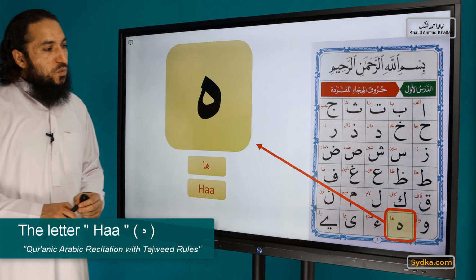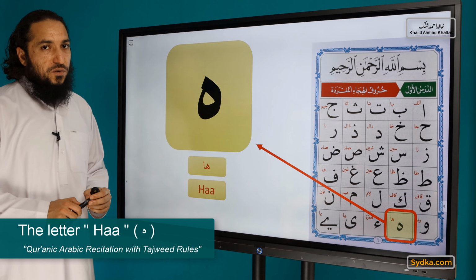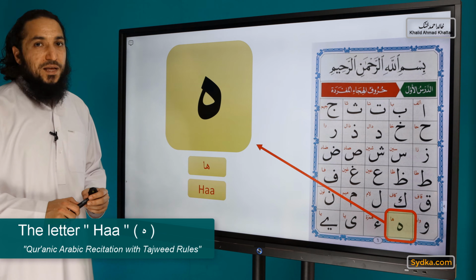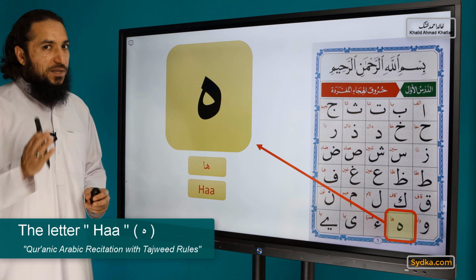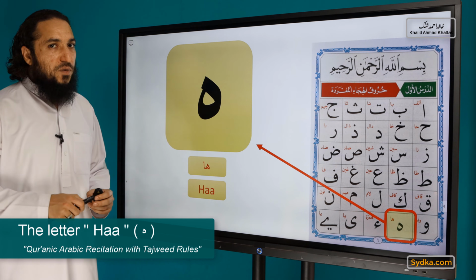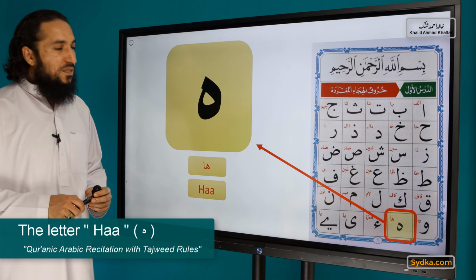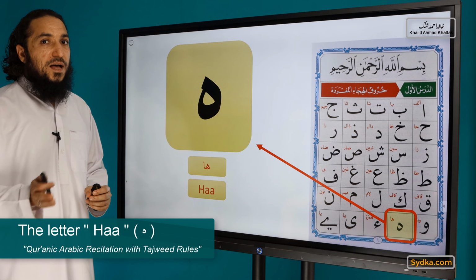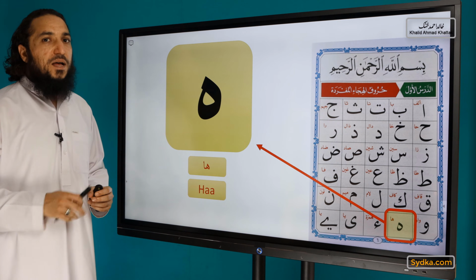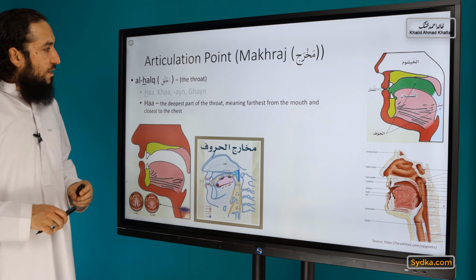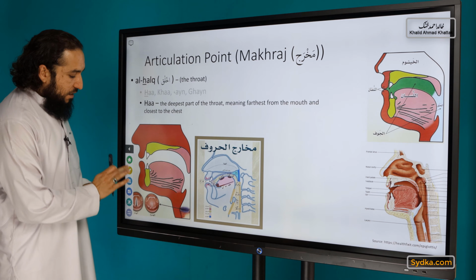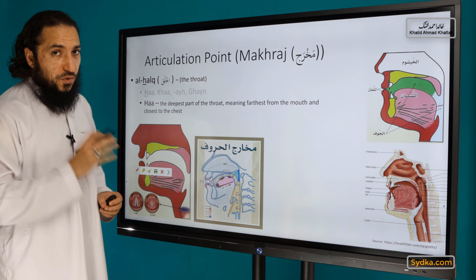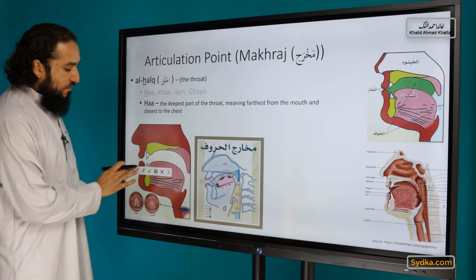In this session we will be studying another letter of the Arabic alphabet, and that is called Ha. It is different from the other Ha, with another articulation point, and the sound is Ah. The articulation point for Ha is that it is one of the throat letters, one of the 6 letters of the throat, okay?